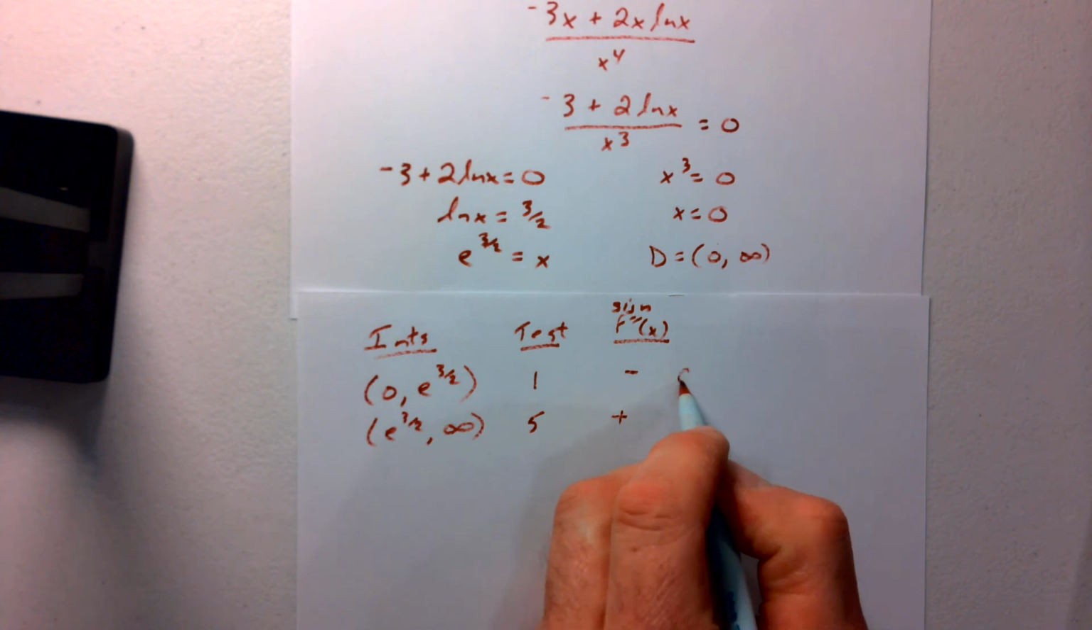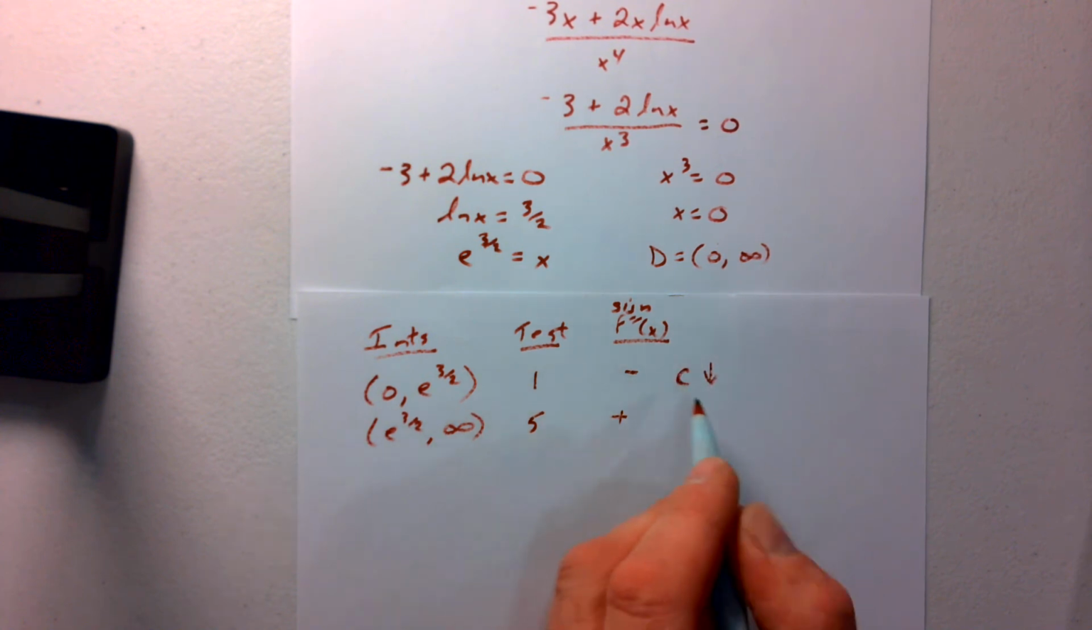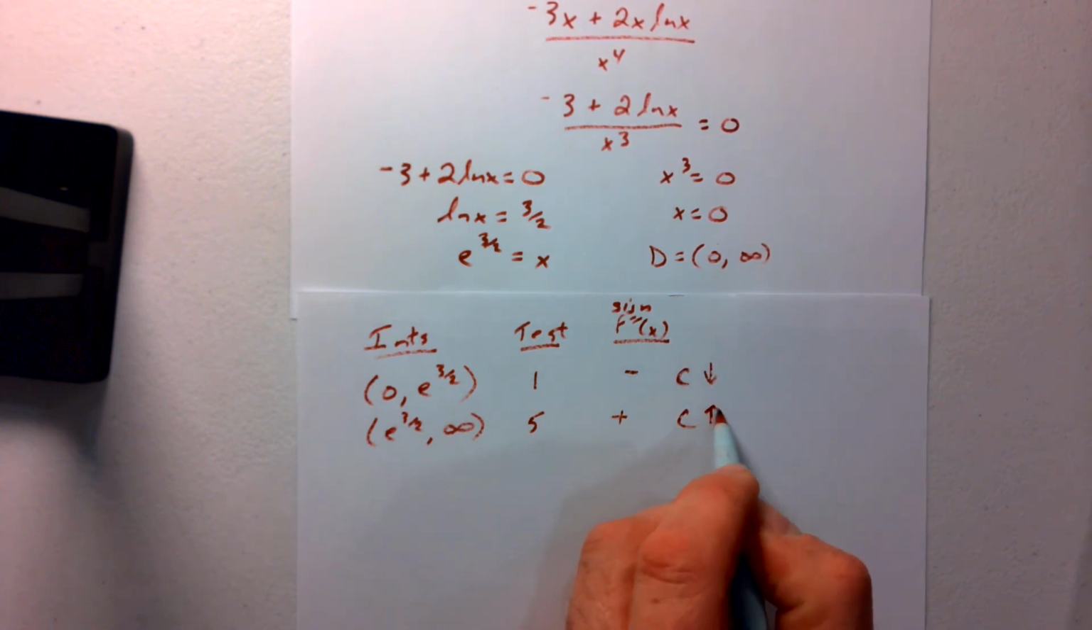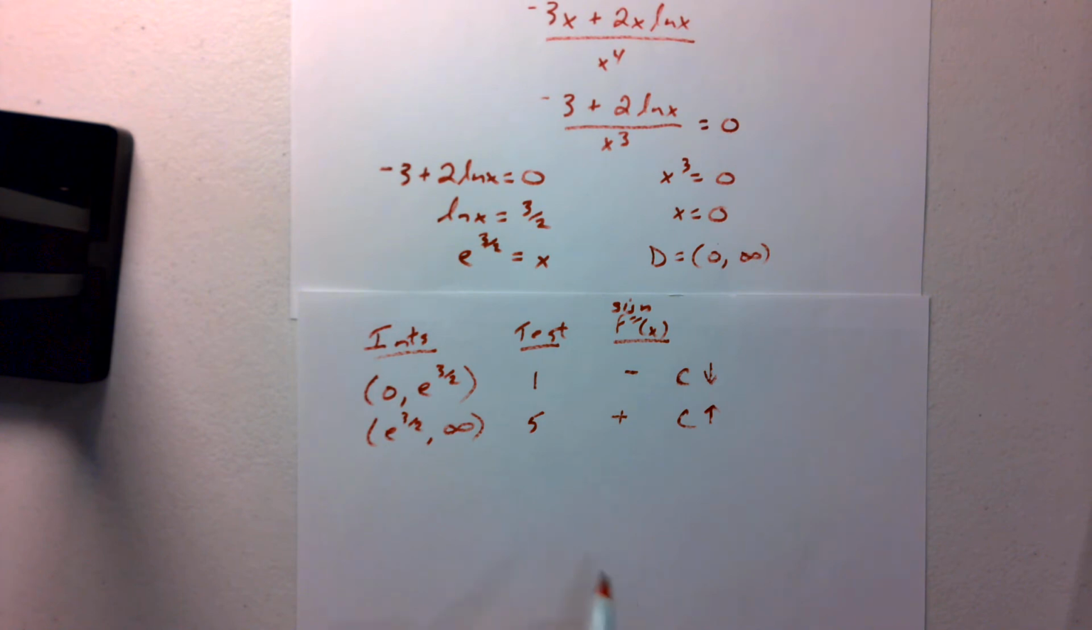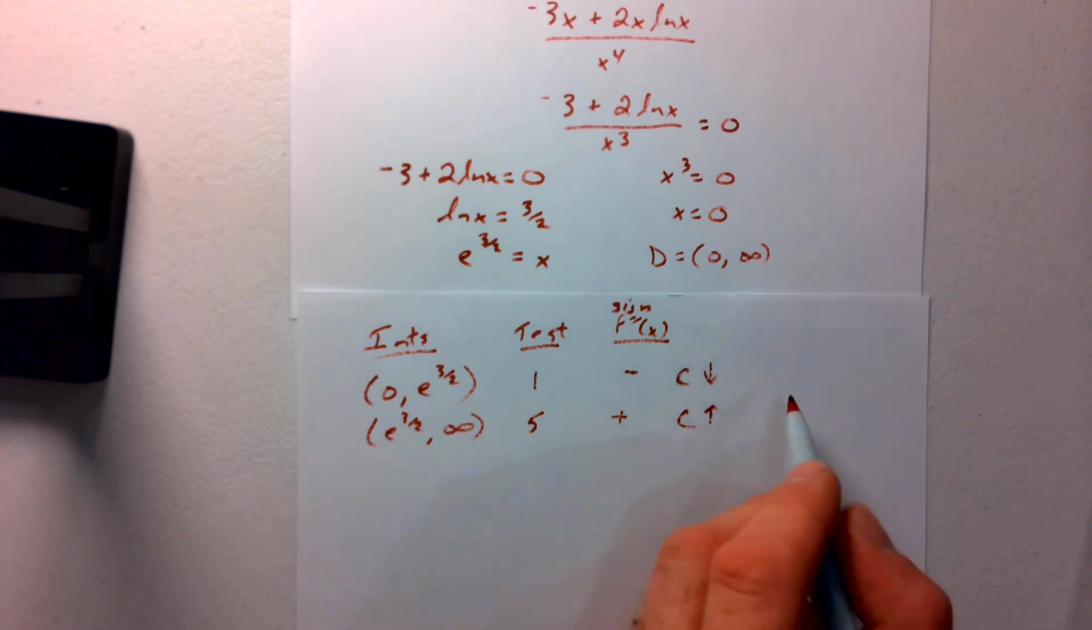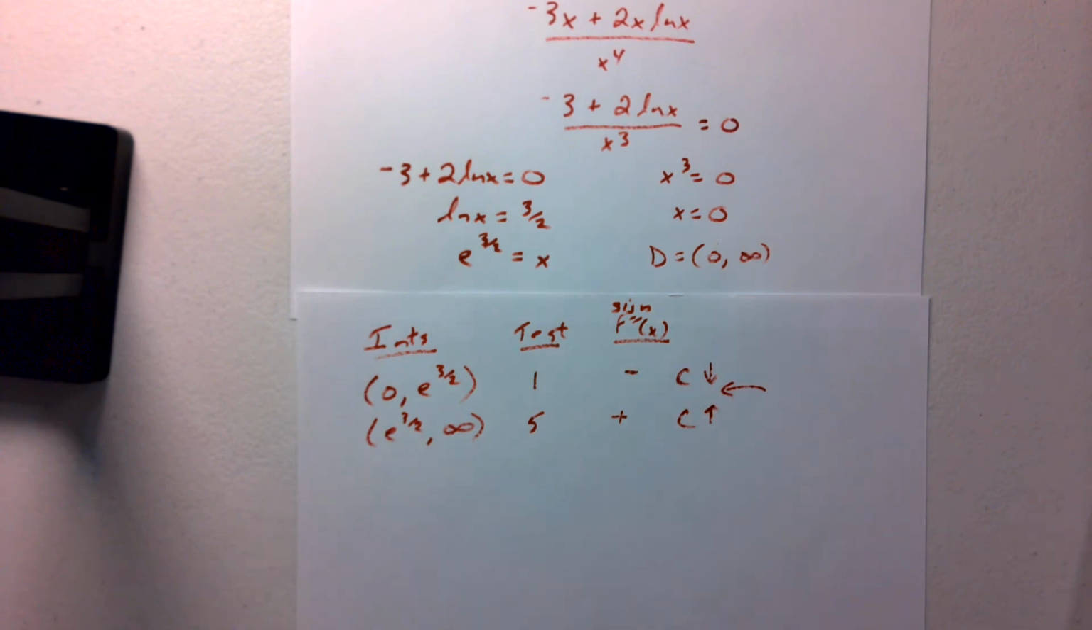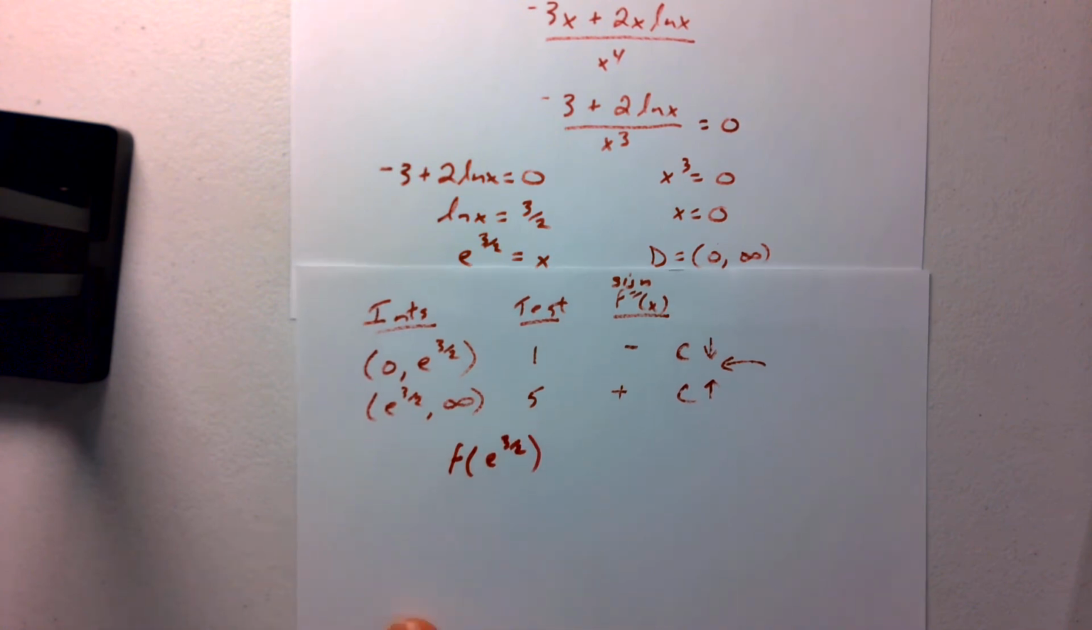So that tells me we're concave down. All my markers are running out tonight. And then we're concave up. So we're concave down from 0 to e to the 3/2, and from e to the 3/2 to infinity, we're concave up. So that's going to tell us that we have a possible point of inflection. Remember, it is only a possible point of inflection because we have to test to make sure it is actually a value. So we're going to find f of e to the 3 halves to make sure it's a point.